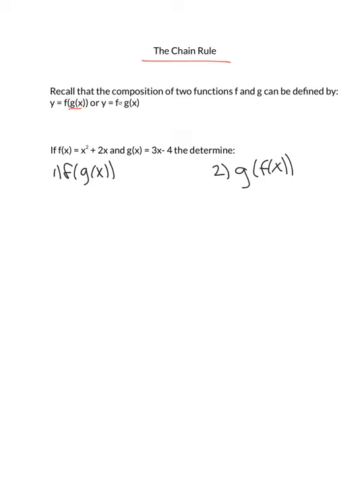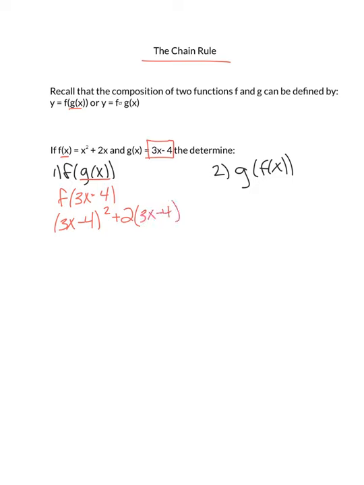So if we have f of x equals x squared plus 2x and g of x equals 3x minus 4, then number one, determine f of g of x. So when I look at this, my inner function is my g of x. So what I'm going to be doing is replacing all of the x's in my f of x with 3x minus 4. So f of 3x minus 4. So what I'm going to be getting is (3x minus 4) squared plus 2 times (3x minus 4).